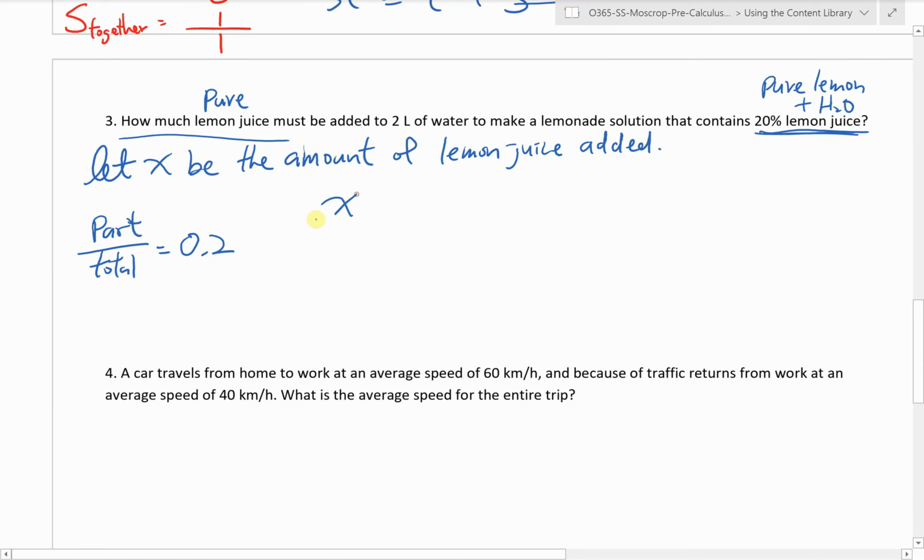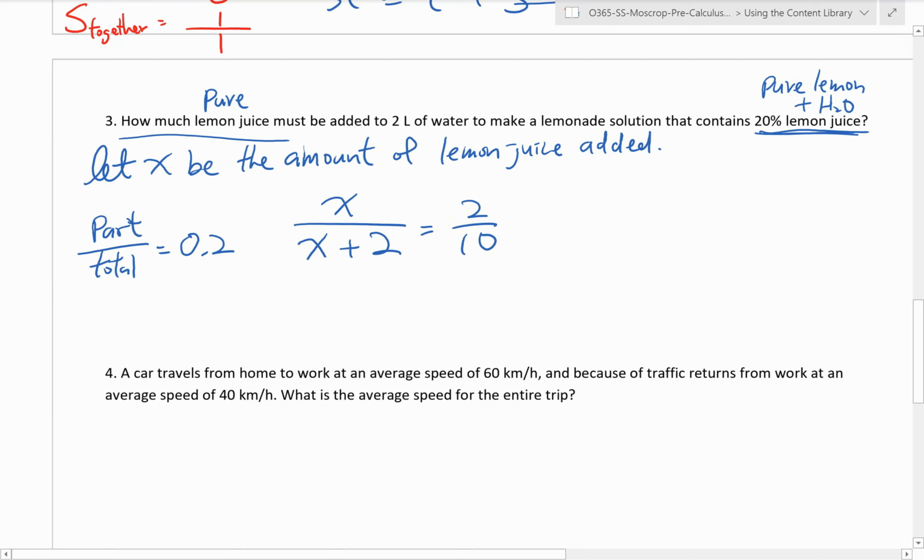So we're adding x. This is the part, because all of that x is just lemon juice. Total would be some lemon juice plus some water, right? That's the total. This is the amount of lemon juice in that lemonade, and this is the total volume. And this is equal to 0.2, since it says 20% lemon juice. Now, instead of writing 0.2, I'm going to write this as 2 out of 10, as a fraction, or you can write it as 1 over 5.